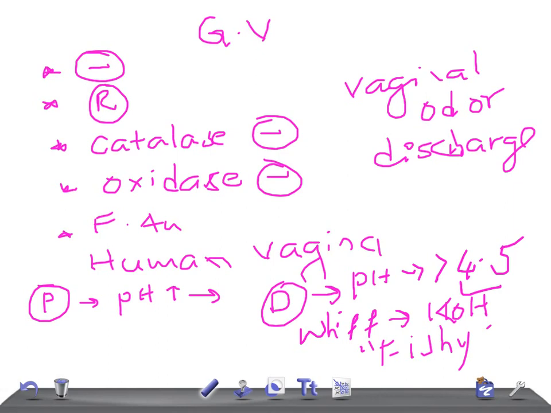So how will you treat it? It's the same drug that we use for Gardnerella vaginalis and for Trichomonas vaginalis, and that is nothing but metronidazole.